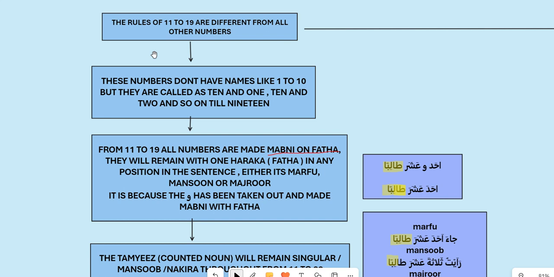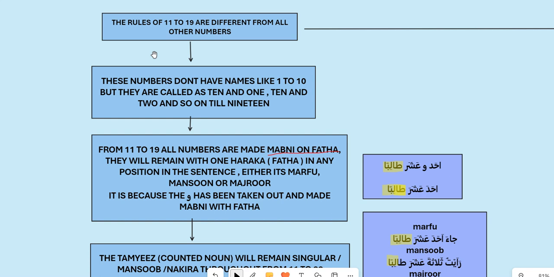So in these numbers, what is the difference between 11 to 19 and 1 to 10? These numbers don't have names. For example, in English, you say 1, 2, 3, 4. There are names for numbers, even in 11, 12, 13, 14, they have names. But what happens in Arabic?